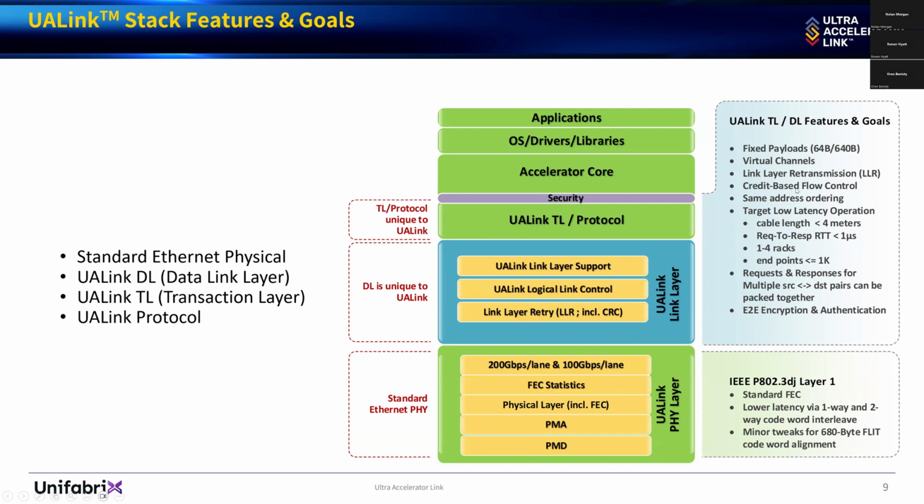Credit-based flow control, management of the buffering, and same address ordering, meaning if you send something, although there are multiple links and there are multiple paths that connect one accelerator to the other, the UALink scheme keeps the address ordering, so you know exactly the order of what comes first and what comes next.